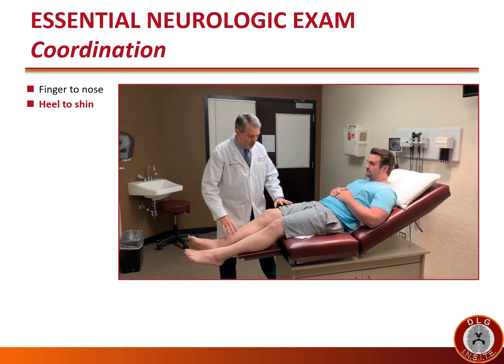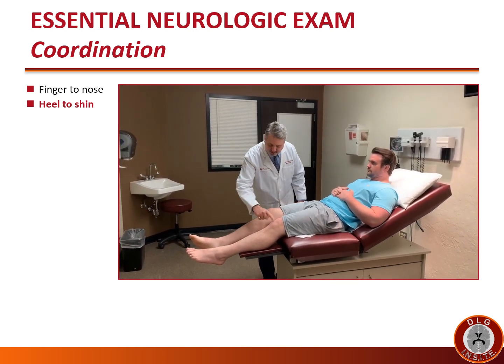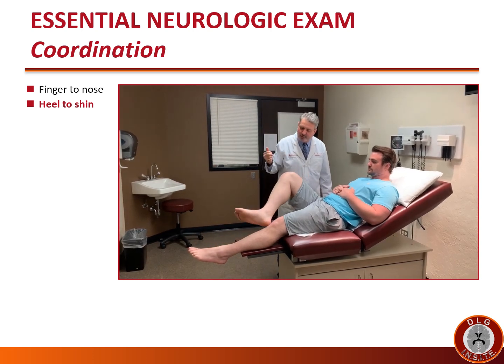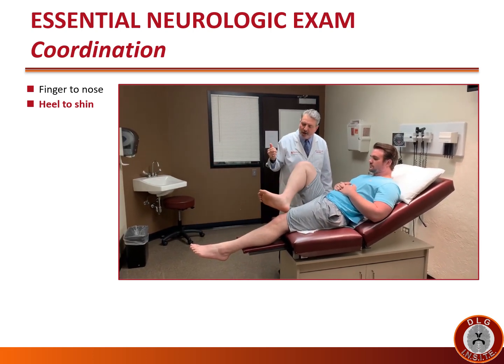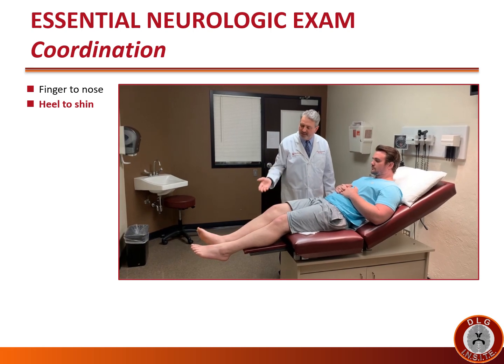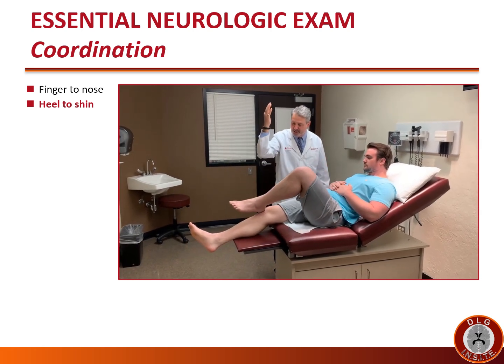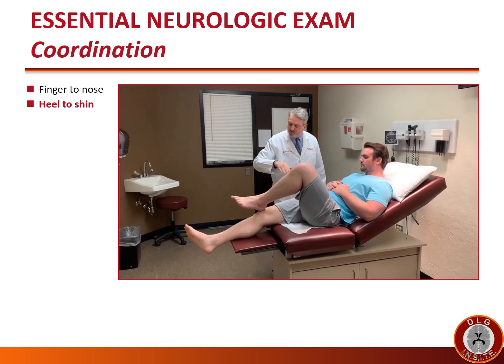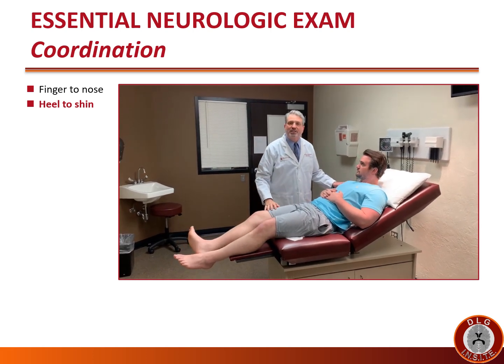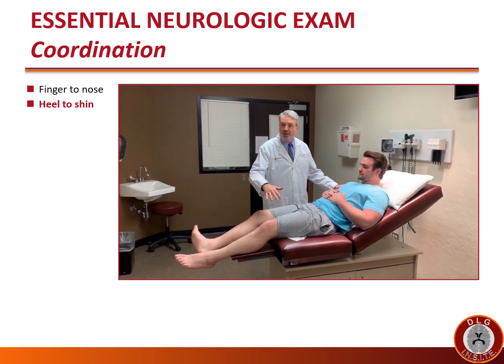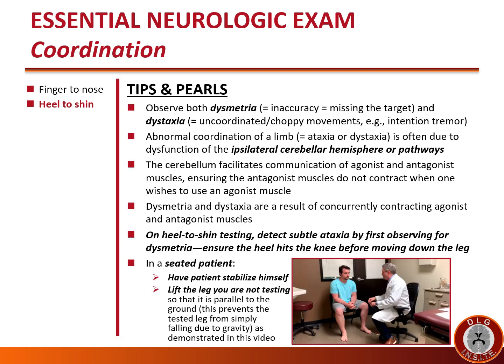You ready? Okay, now, heel up in the air, heel to knee, run it down the shin. And you see it's smooth and hits the target. Okay? Put it down. Now the other leg, up in the air, now on the knee, and look, it hit the knee perfectly, and then it went down smoothly on the target. Normal heel to shin testing, normal cerebellar function, normal coordination in the legs.